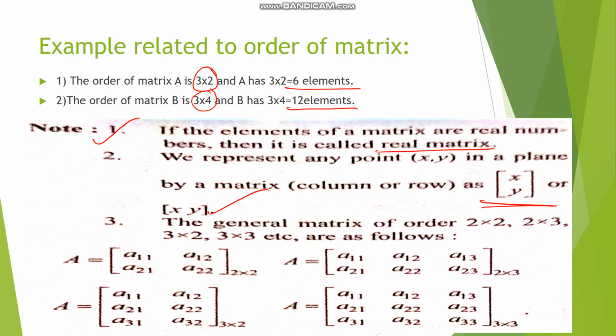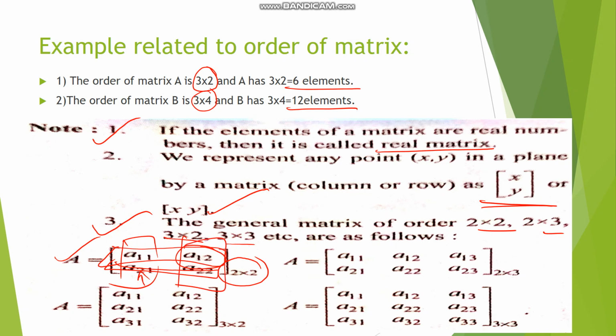row matrix. Some general matrices of order 2 cross 2, 2 cross 3, 3 cross 2, 3 cross 3, etc. are as follows. See, the first one is 2 cross 2. This is the way to represent the 2 cross 2 matrix. Here, if we see A21, 21 means the first one is for row, so second row and first column. See, 12 means first row, then second column. 1 stands for i and 2 here for j, meaning ith row, jth column: first row, second column.